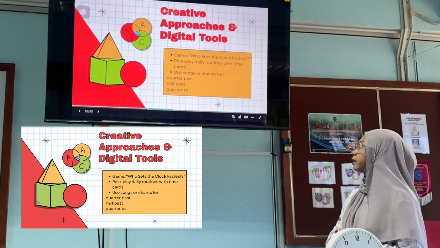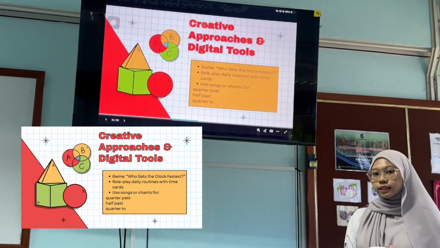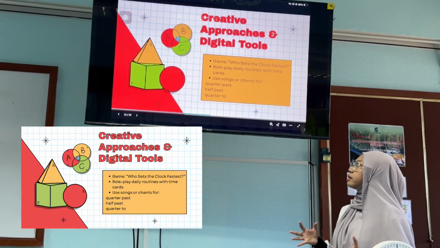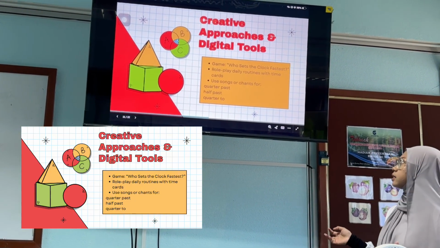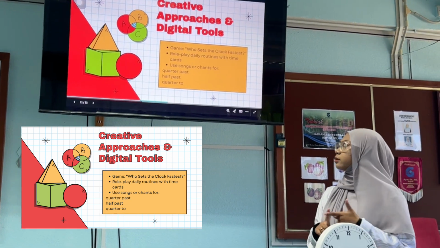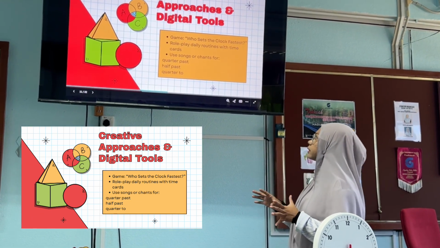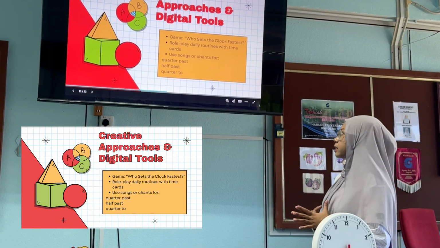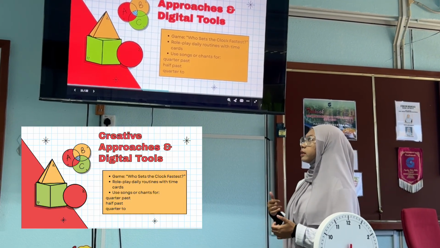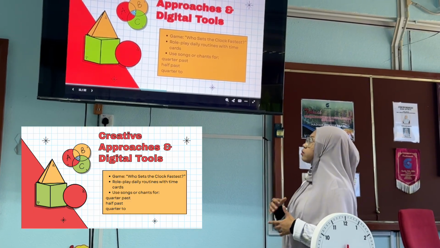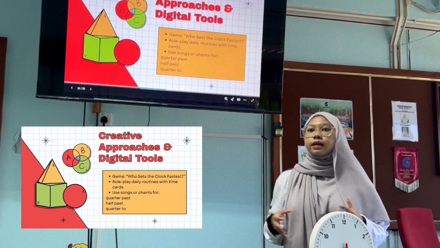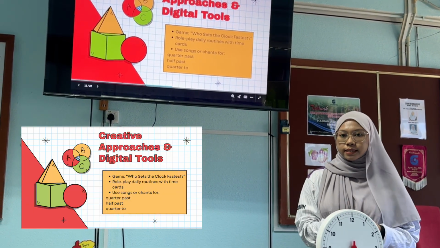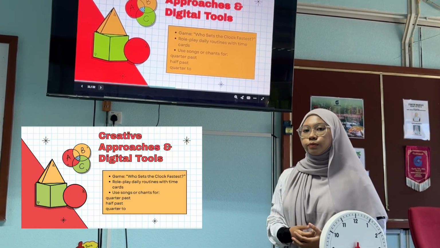So some creative approaches and digital tools can be applied to help students understand the analog clock better. For example, teachers can do games like who sets the clocks fastest. The teacher also can do role play of daily routines with time cards. And lastly, to make the class more engaging and interesting, teachers can use songs or chants for quarter past, half past, and quarter to. So these creative approaches can make the classroom more fun and interesting, so students will not get bored during the class. Let's move to the next issue.